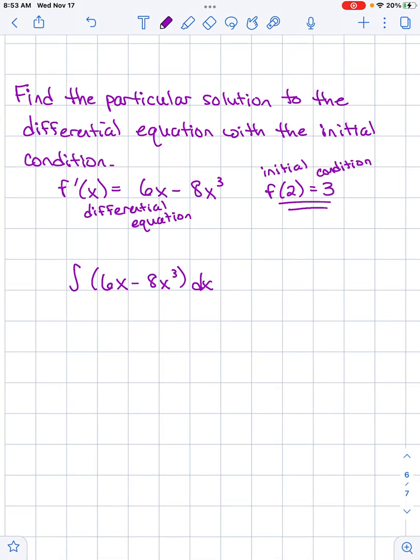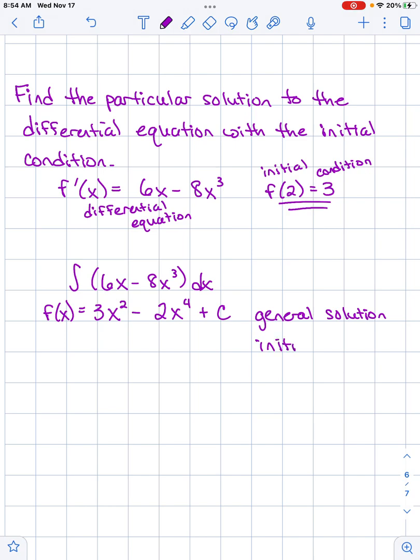All right, we're going to work backward from the power rule. So I'm going to add 1 to the exponent, that's x squared. 6 divided by 2 is 3. Add 1 to the exponent, so that's x to the 4th. 8 divided by 4 is 2. Plus we have some c value. So we just found f of x. We just found the general solution. What we need to do now is use the information that was given to find the particular value of c so that this function will go through the point 2, 3.